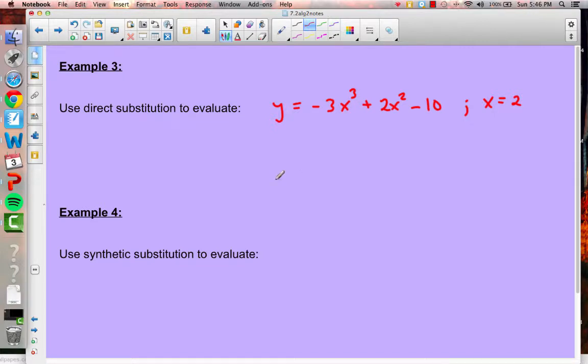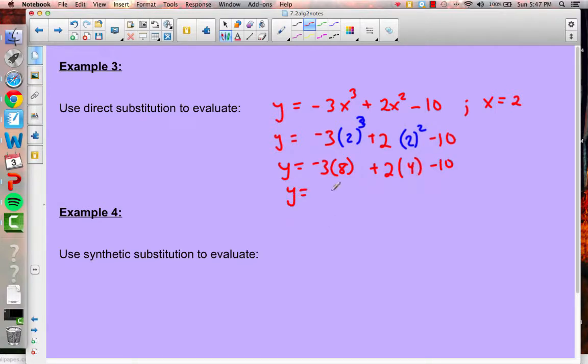So we would have y equals negative 3, and then we'd plug in a 2 cubed, plus 2 times 2 squared, and then minus 10. So all I did was just simplify. So 2 cubed, that's the same as 2 times 2 times 2, which gets you 8. So we have y equals negative 3 times 8, and then plus 2 times 2 squared is 4, and then minus 10. And then we can simplify. So that's negative 24 plus 8 minus 10. So that gets us y is equal to negative 24, and then 8 minus 10, that's negative 2. So this is going to get us negative 26. All right, so there's our final answer.